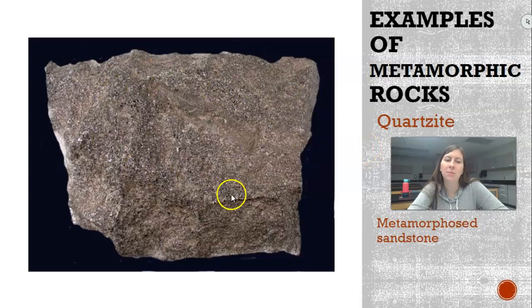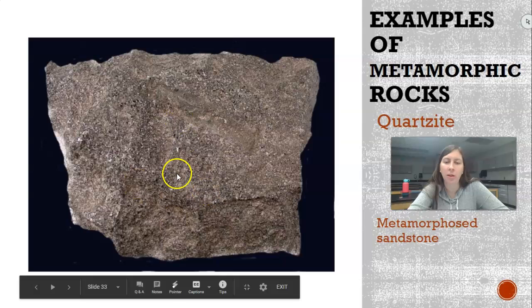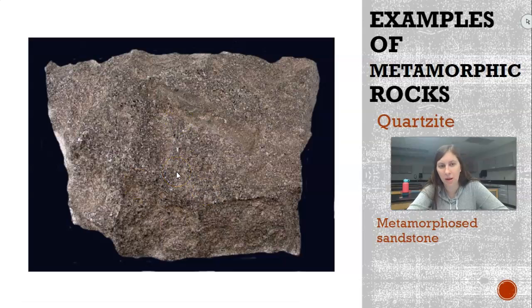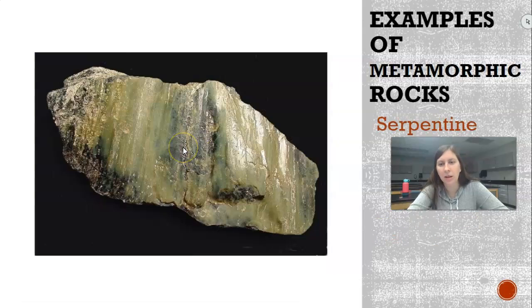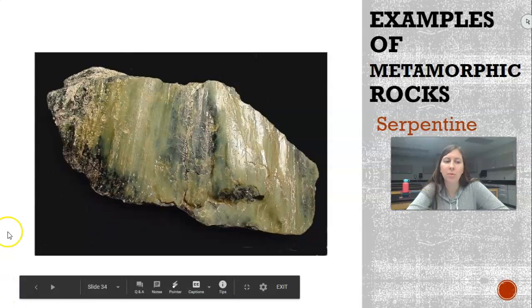Quartzite is metamorphosed sandstone, another sedimentary rock that goes through heat and pressure to form quartzite. And here we have serpentine. So just a couple examples of each of the different rock types. We will spend a lot of time talking about how rocks change from one form to another and possibly back again. So we will learn a lot about the rock cycle, but I wanted to give you a brief overview of the 3 different rock types. Let me know if you have any questions.